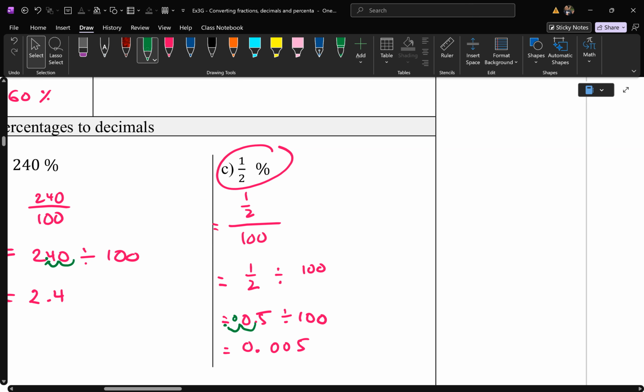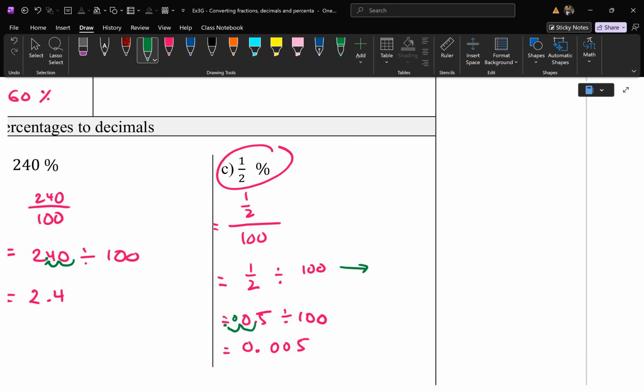If you were to do it as a fraction from here, because some of the questions in 3G will get you to do this by hand with fractions, you literally do fraction skills. Change it to 100 over 1, KFC method: keep the first fraction, which is half. Flip the second fraction, so the 100 over 1 becomes 1 over 100. And then change the sign from division to times. So if you want to know what this is as a fraction, it's 1 over 200. 1 over 200 is the same as 0.005, which is the same as half a percent.